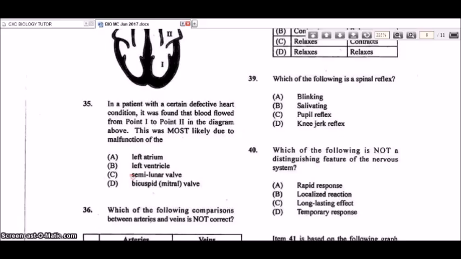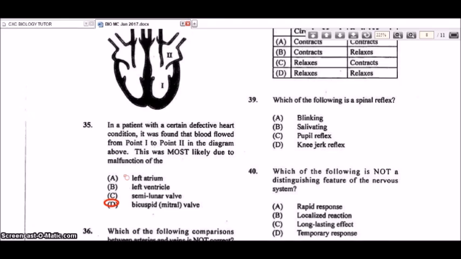The bicuspid valve usually would close to prevent the backflow of blood into the left atrium. So we don't want the blood flowing from the left ventricle back into the left atrium. Blood is supposed to be only going in one direction. So that is the problem there, the bicuspid valve between the left atrium and the left ventricle.